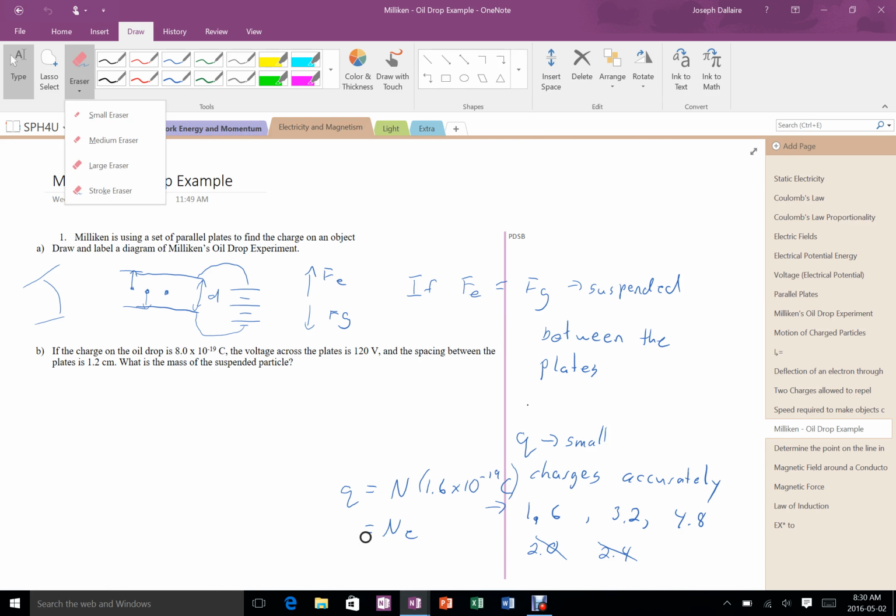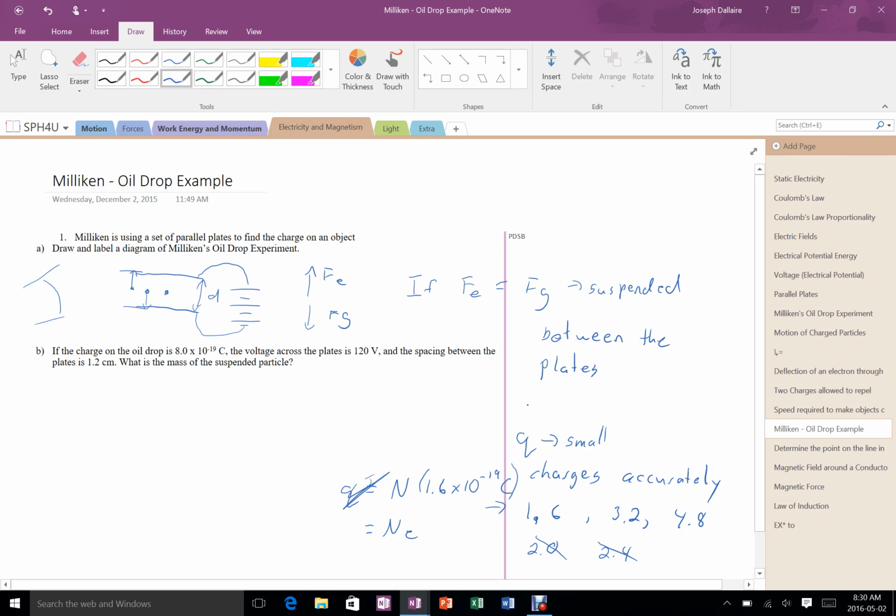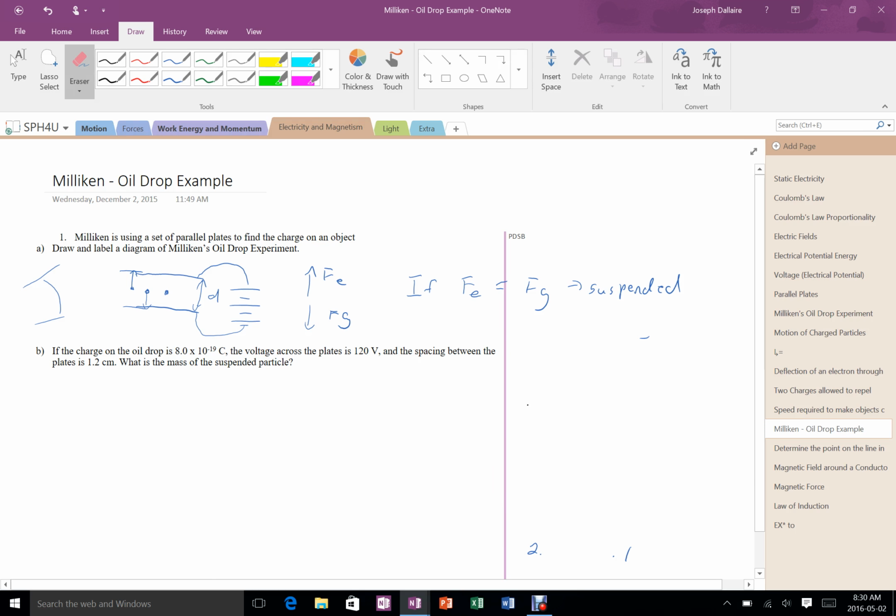Here, I'm just going to erase this stuff here. Eraser, please. Give myself a little bit more space to work.